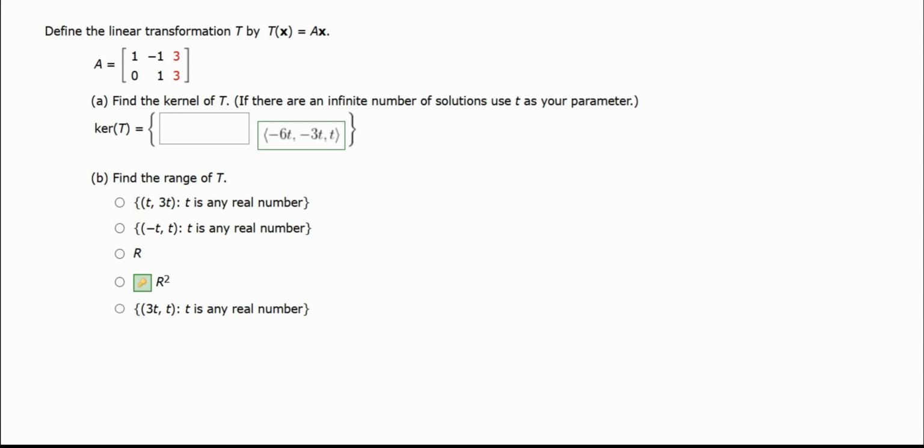Okay, so we do the same thing. We're going to set AX equal to 0.